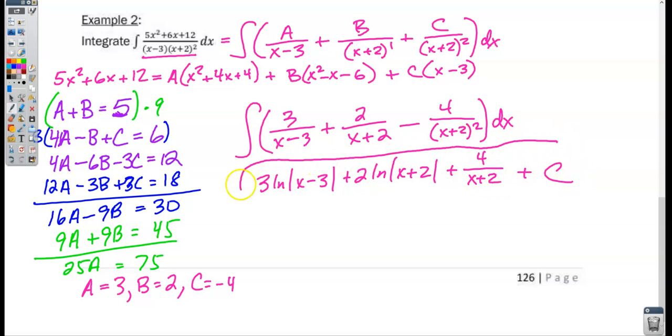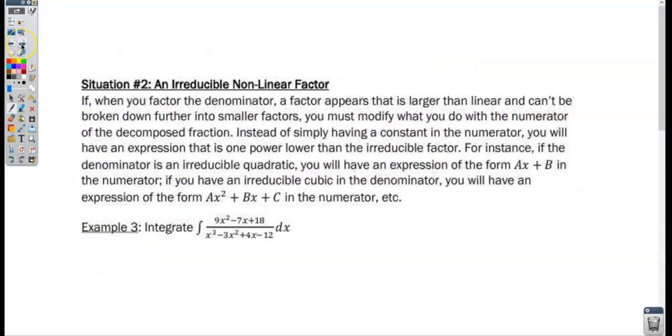Power rule in reverse. And there's our integral. All right, so that's what happens if we have a repeating linear factor. The other possibility is that we have an irreducible nonlinear factor.